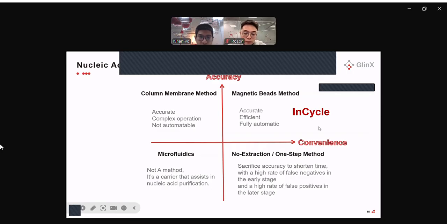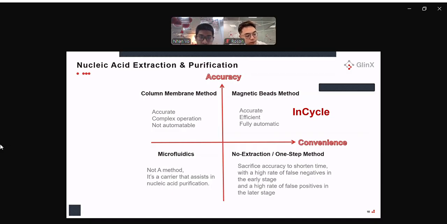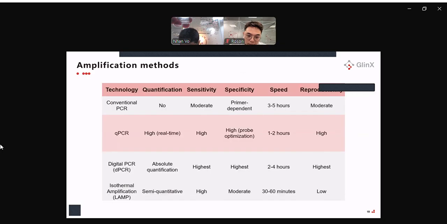So the Encycle machine, the magnetic beads machine, is going to be the best solution to satisfy not only the accuracy requirement but also the convenience requirement of the clinics. So this is the extraction and purification method.